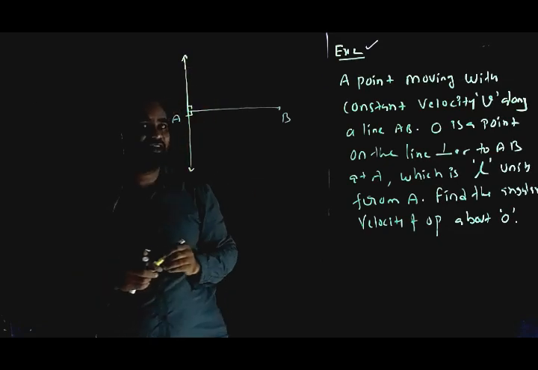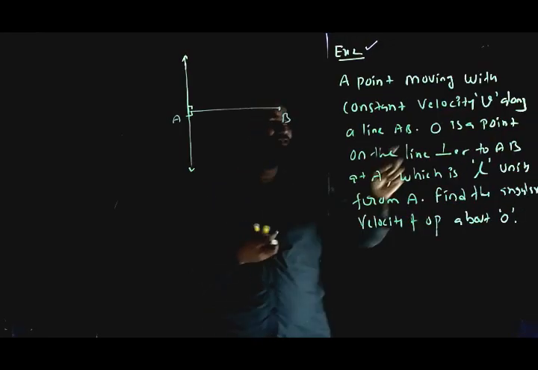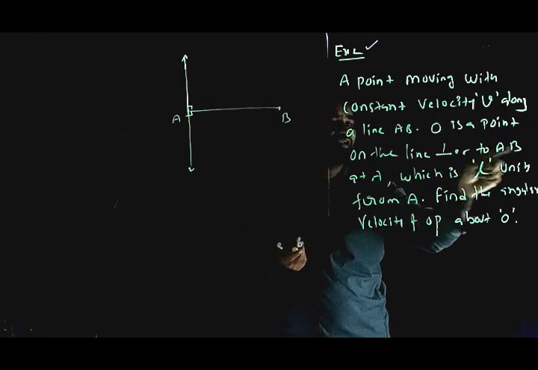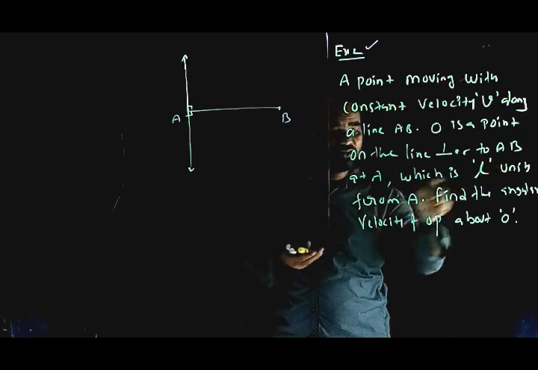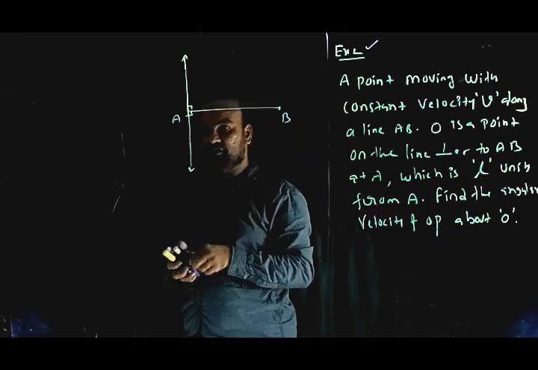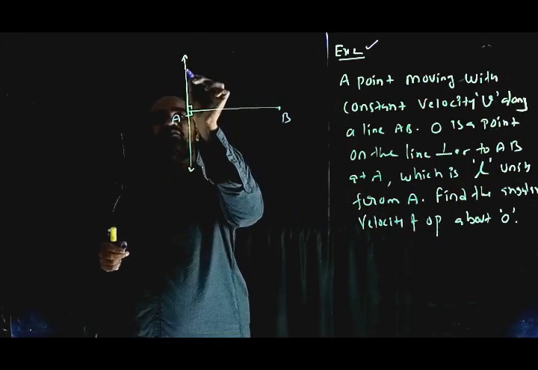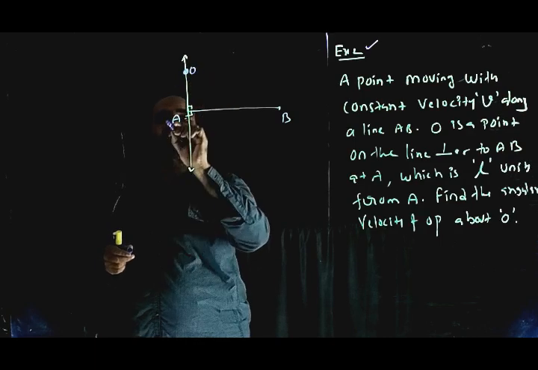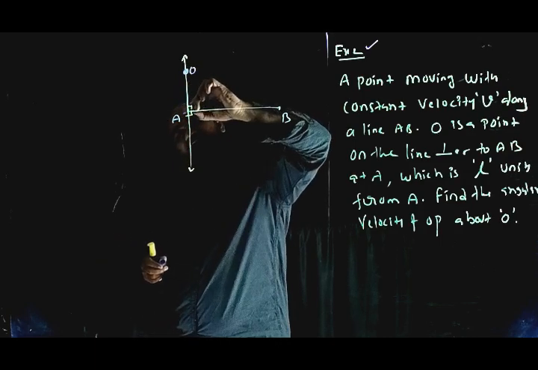Perpendicular to a line drawn on that line, O is a point. O is a point on the line perpendicular to AB, which is L units from A. For example, this is the point O. Indirectly given OA equal to L.